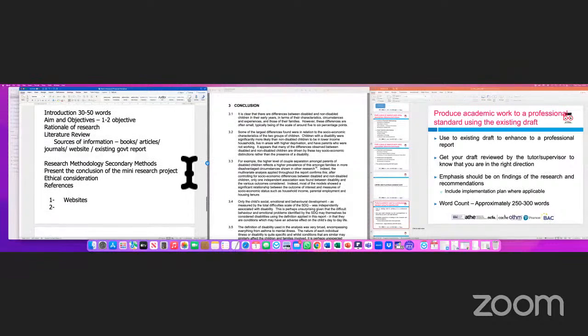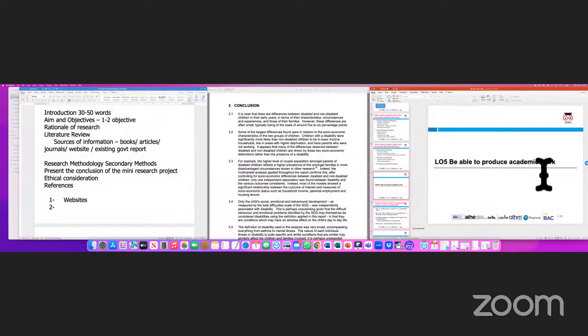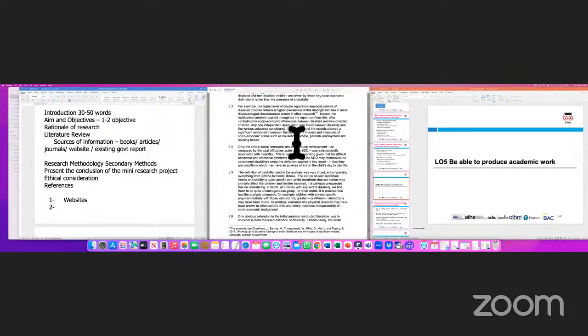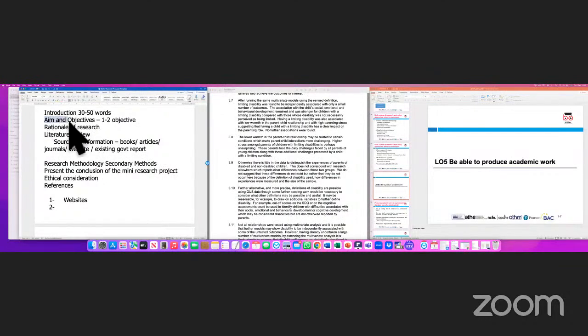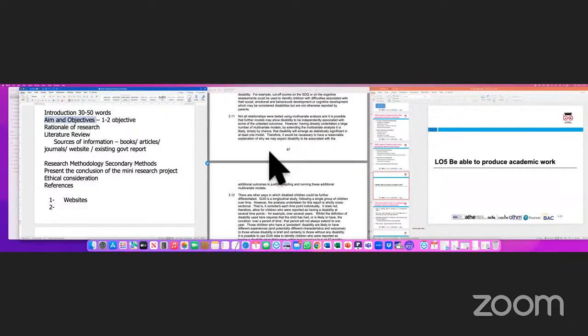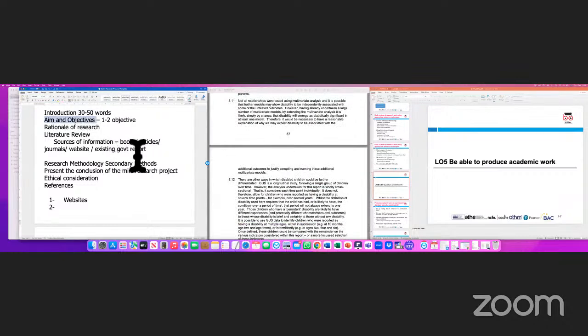And at a later stage, where I have to cover Learning Outcome 5, as you can see here, which talks about producing my own report, I can use this report very clearly to be able to present my report in about 1,000 to 1,500 words, because everything has been very clearly detailed out in terms of aims and objective, rationales of research, literature review, research methodology.